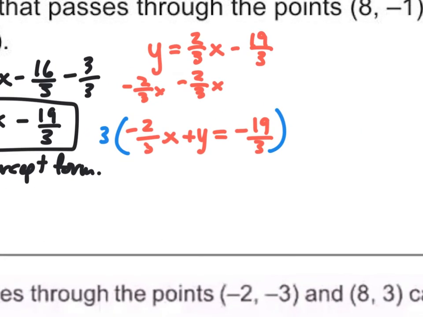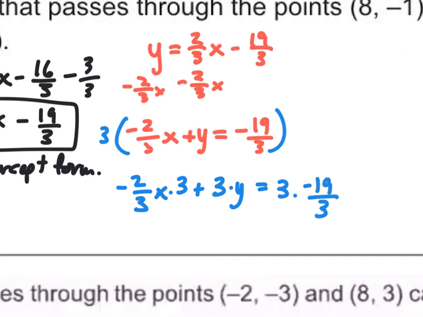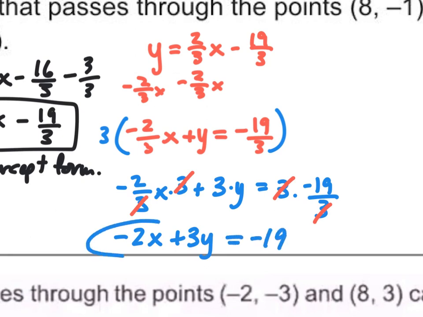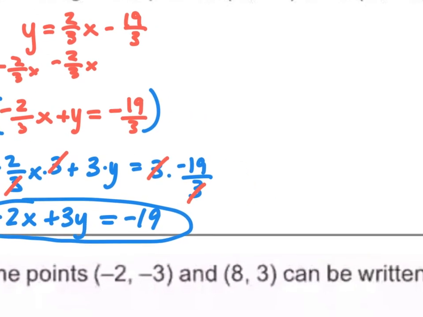So now I'm going to do negative 2/3 x times 3 plus 3 times y, and then 3 times negative 19 over 3. The reason why I do this, again, is because when you multiply by the denominator, it divides out the denominator. So as a result, we get negative 2x plus 3y is equal to negative 19, and that is our equation in standard form. All right, and that's what we're looking for.